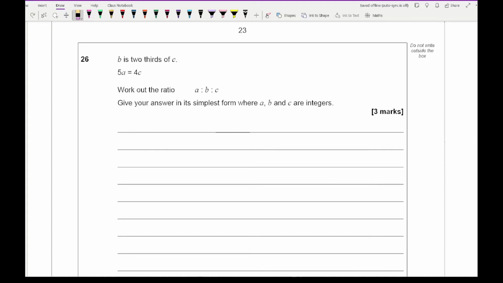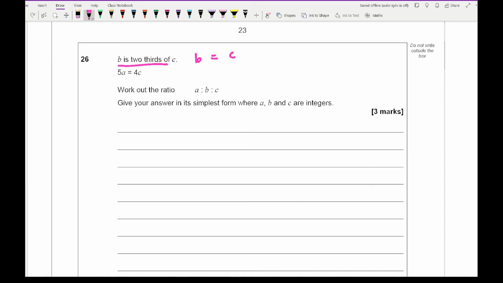So looking at question 26, it says that B is 2/3 of C, 5A is equal to 4C. Work out the ratio of A to B to C, giving your answer in the simplest form where A, B and C are integers. So for this, what we need to do is look at equations to ratios, and ratios into equations is what we need to do first. So looking at this first one here, we need to work out what this actually represents. So it says B is 2/3 of C.